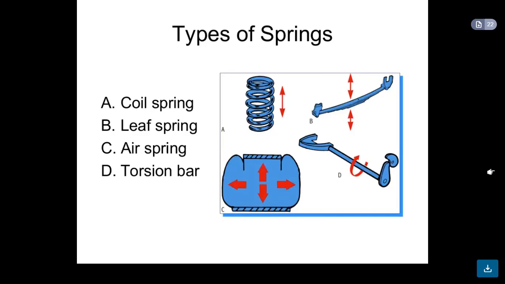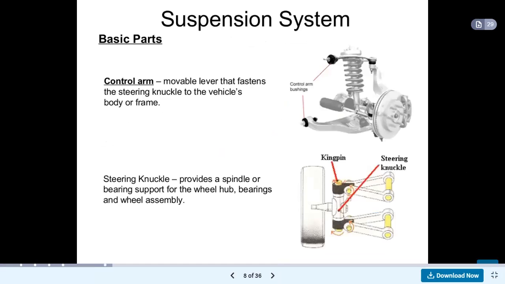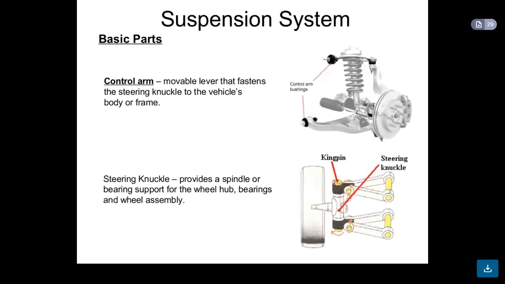Then C is air spring. In case of air spring, air is the medium which is used for suspension. And next is torsion bar. Torsion bar is available on the vehicle for the stability purpose. Suspension systems, basic parts, control arm. If we see the control arm, it is the movable lever that fastens the steering knuckle to the vehicle's body or frame.